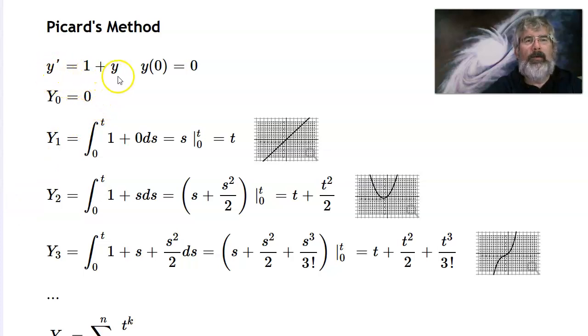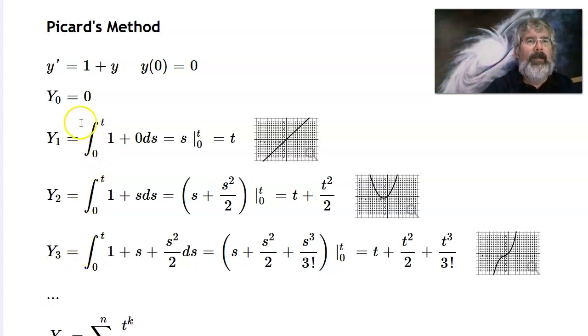y prime equals 1 plus y, with initial condition y of 0 is 0. I should point out this is both a separable differential equation and a first order linear one, so you can solve it. In fact, I specifically chose this so that we can compare our estimates with the actual solution and see that they are in fact converging to it.